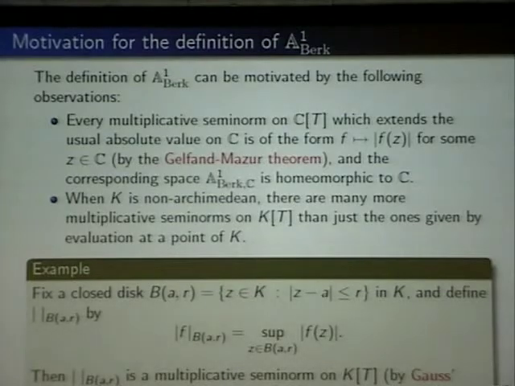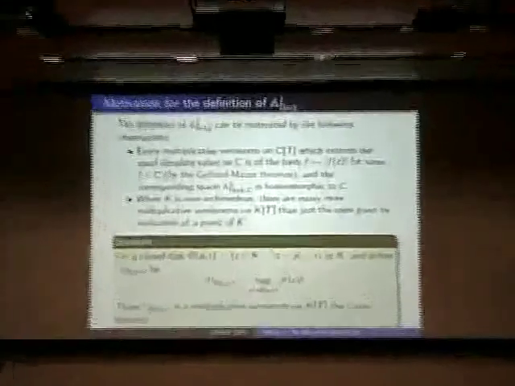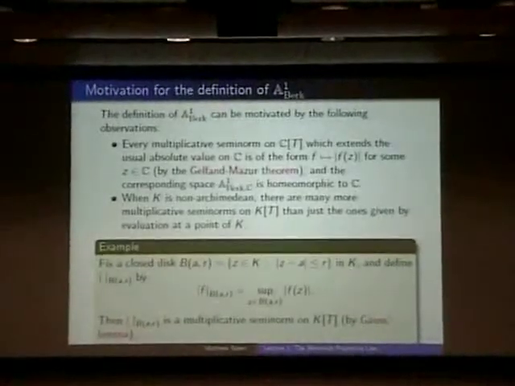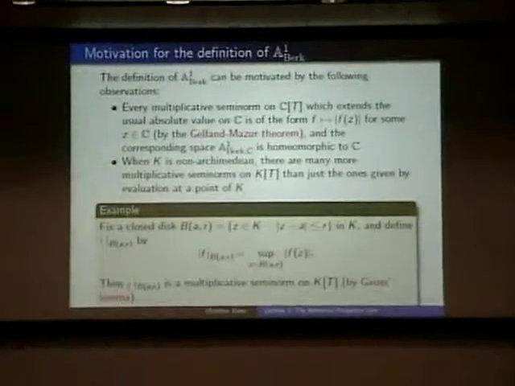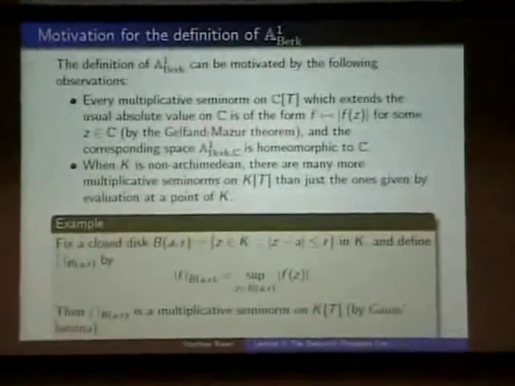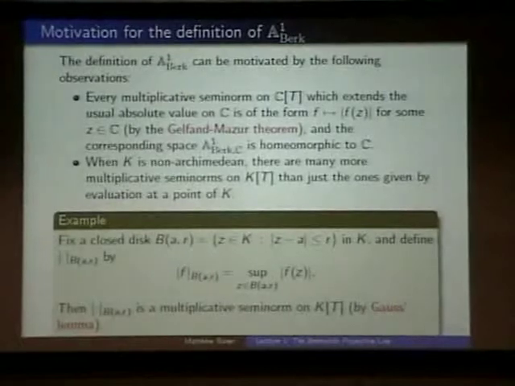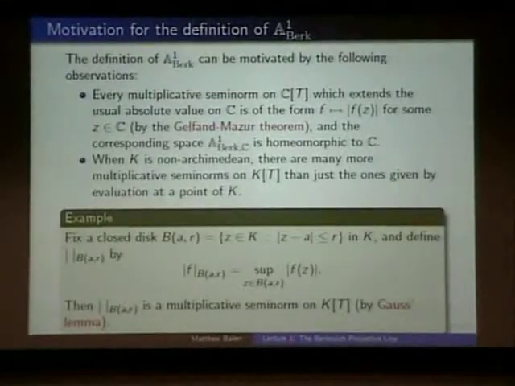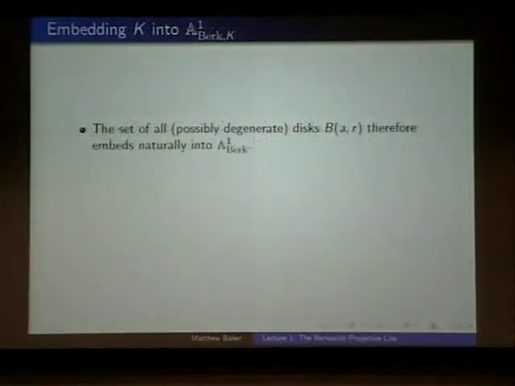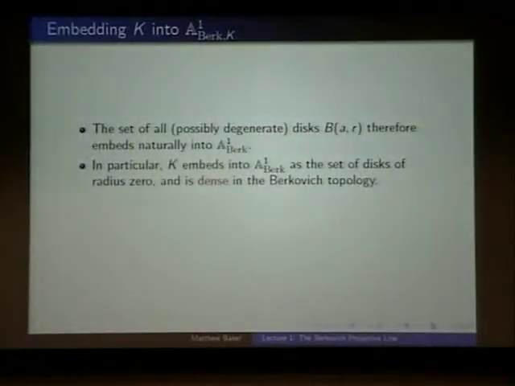Not only does every element of our field K give rise to a point, namely a multiplicative seminorm, but in fact every closed disk gives rise to a point. When I said equal to the max, that was for r in the value group, and the multiplicativity as well. So this is slightly more general, but it's still true that this sup norm, even if r is not in the value group of K, is still multiplicative. And the set of all, possibly degenerate radius 0, disks therefore embeds into this Berkovich space. Maybe some argument is needed to show that the map is injective, but it's easy. So in particular, K sits inside of Berkovich space as these degenerate disks of radius 0. And with the topology that I just defined, it's an exercise to show that K is dense.